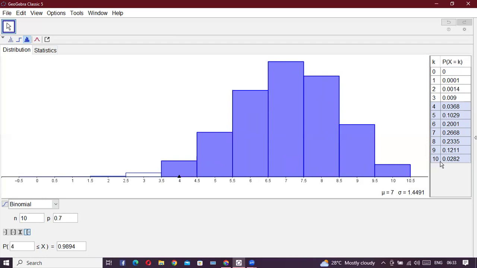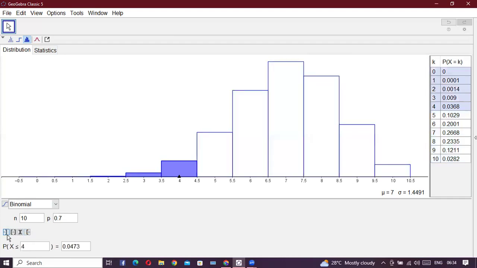So the question was to find the probability that he gets four bull's eyes. You don't even have to come down here to use this. You can just pick it up here. The probability that you get four bull's eyes is just here at 0.0368.